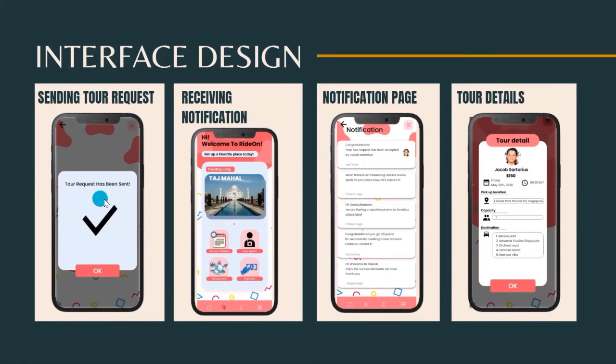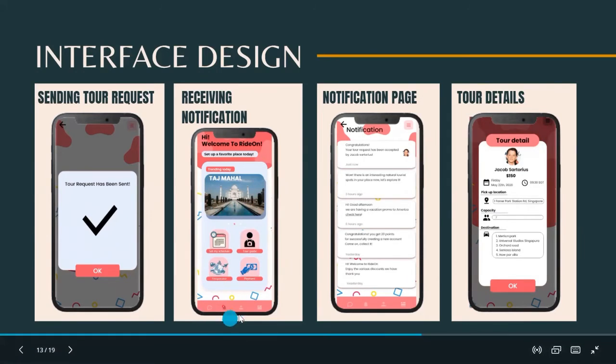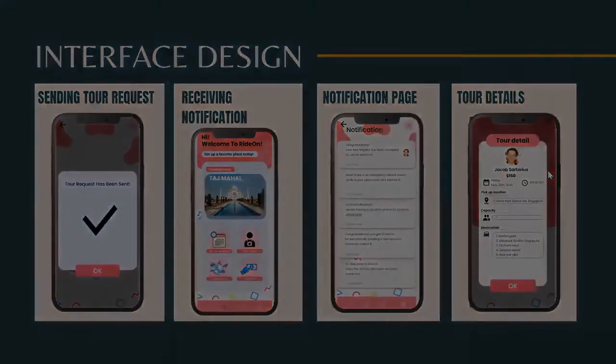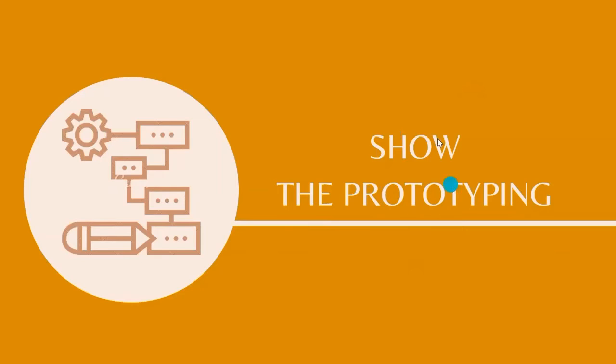After all is done, they click on book a tour, and then a pop-up will appear with the text: tour request has been sent. Next is the receive notification page, where you can see a small notification below here. Then the user will click on this and come to the notification page, which contains all notifications. Next, the last one is the tour detail page. Now I will show the prototyping, which will start on the register page and end with the tour details page.